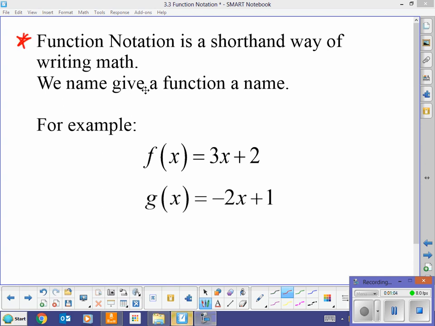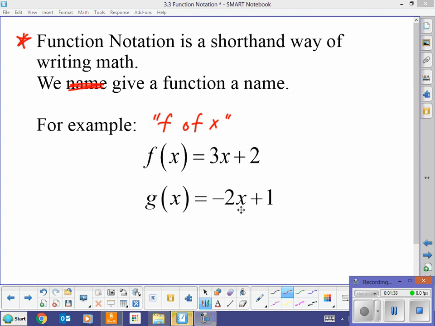So we give a function a name. And in this case, we say f. The name of this function is f. The function is 3x plus 2. So we say f of x. For this, we'll say f of x equals 3x plus 2, 3 times x plus 2. It can have another name, g. g of x equals negative 2 times x plus 1.